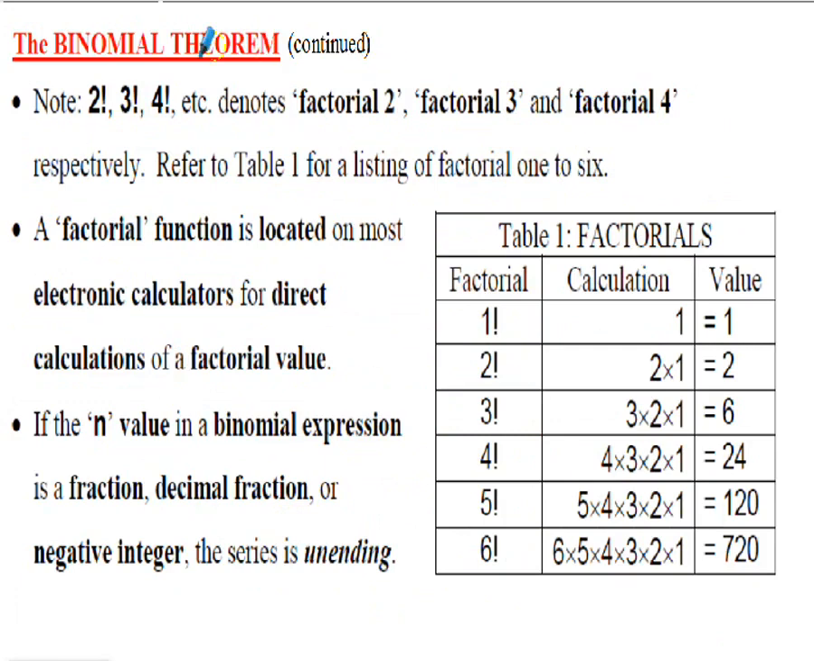Just a brief word about factorials. When you see 2 exclamation mark, 3 exclamation mark, 4 exclamation mark, it doesn't mean, as it would in normal English, 2, 3, 4. It doesn't mean shout them out. It means factorial 2, factorial 3, factorial 4, etc. The table below shows you factorials 1 through to factorial 6.